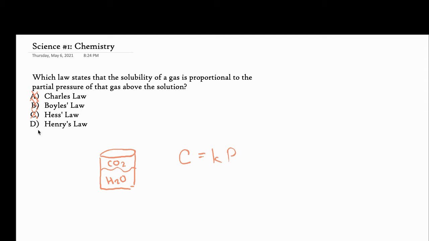And Henry's law, which states that the solubility of a gas is proportional to the partial pressure of the gas above the solution, making this one the correct answer.